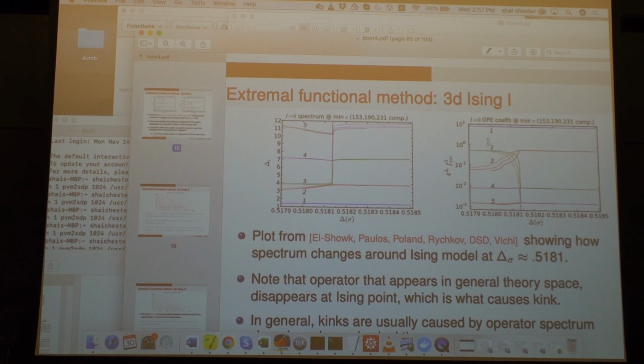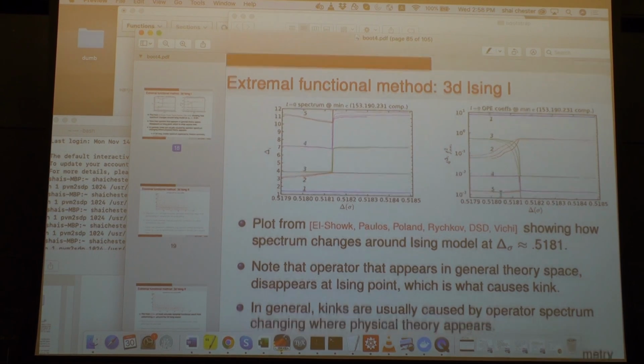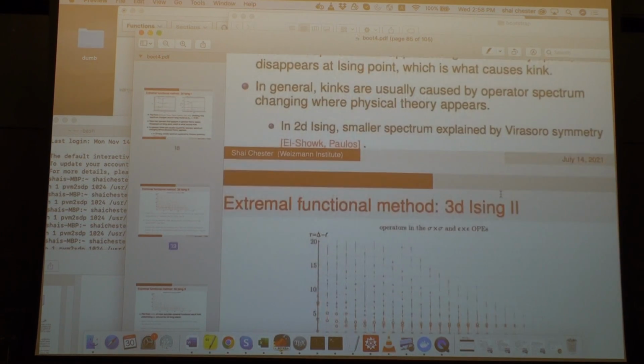The other thing I just want to say is the plot on the right shows the OPE coefficients, and you indeed see that most of the OPE coefficients stay at roughly the same magnitude, but some of them suddenly become much smaller. I guess this has to do with the fact that one of these extra operators is disappearing. And so this kind of explains why you get a kink.